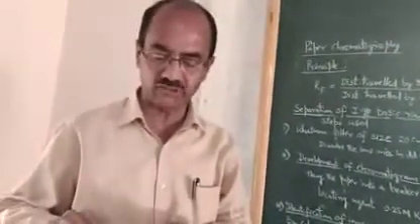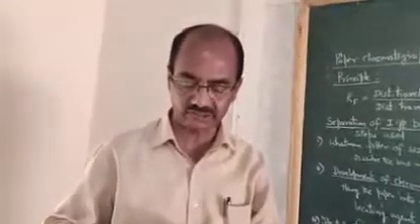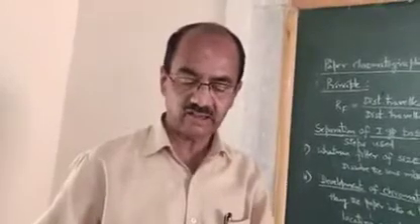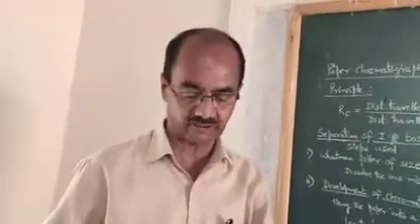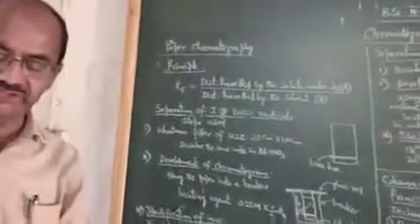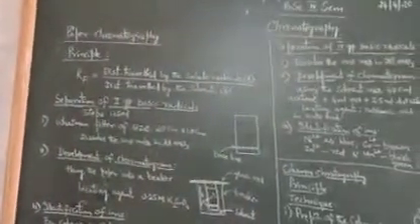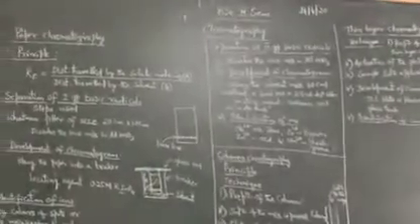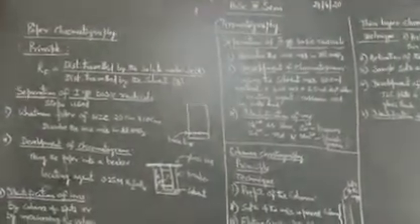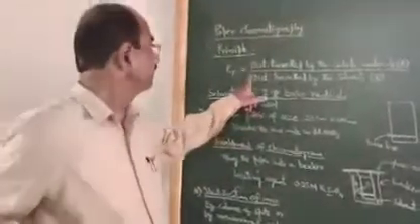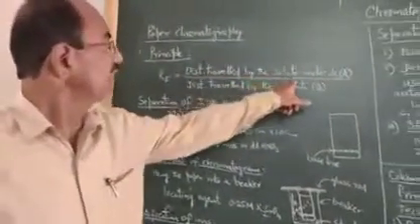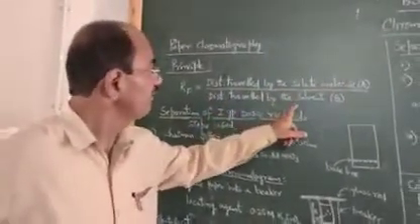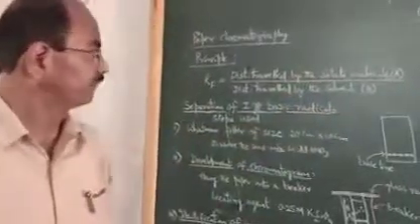This occurs due to difference in RF values, that is retention factor values, of the different component molecules in the mixture. The RF value is defined as the ratio of the distance travelled by the solute molecule to the distance travelled by the solvent. That is, RF is equal to distance travelled by the solute molecules A divided by distance travelled by the solvent B.